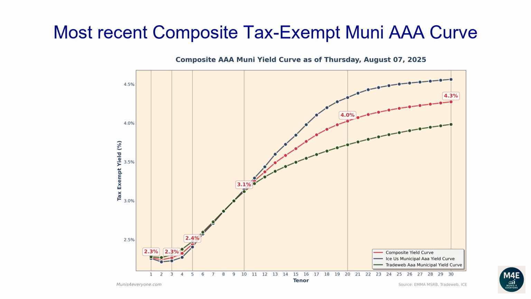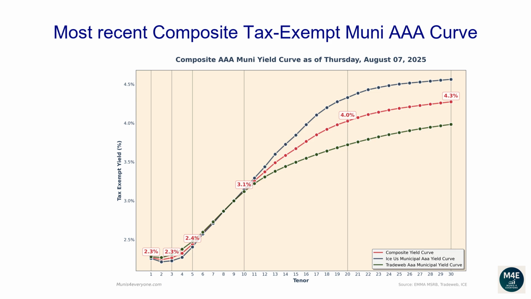The following composite tax-exempt yield curve is based off the most recent ICE, TradeWeb yield curves that are available on the AAA MSRB website, plus some proprietary extra adjustments, as of August 7, 2025. The 1-year composite tax-exempt yield is 2.27%. The 2-year yield is 2.24%.